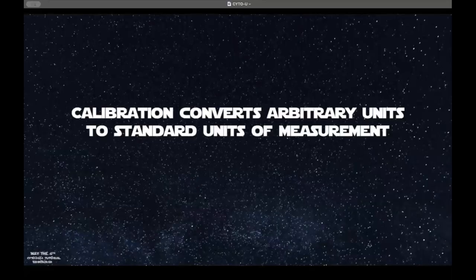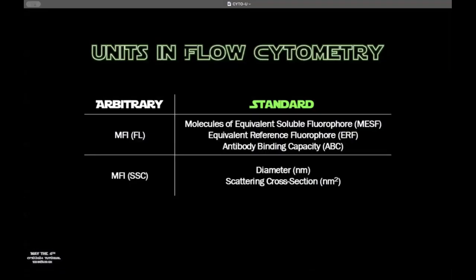Calibration converts arbitrary units into standard units of measure. In this case, we can define the limit of detection as a standard unit of measure so that it can be compared across different platforms. In flow cytometry, there are lots of standard units, and they are split depending on whether it's a fluorescent parameter or a light scatter parameter. With fluorescence, we have molecules of equivalent soluble fluorophore, equivalent reference fluorophore, and antibody binding capacity. Whereas with light scatter, we can convert the arbitrary units to units of diameter or scattering cross-section.